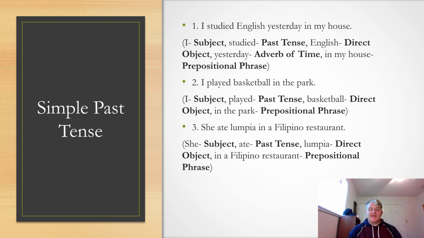Number two, I played basketball in the park. So I is our subject. Played is our past tense. Basketball is our direct object. In the park is our prepositional phrase.